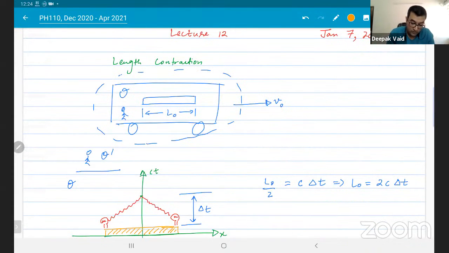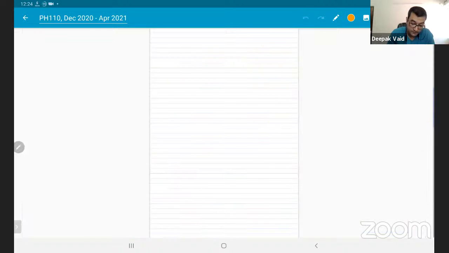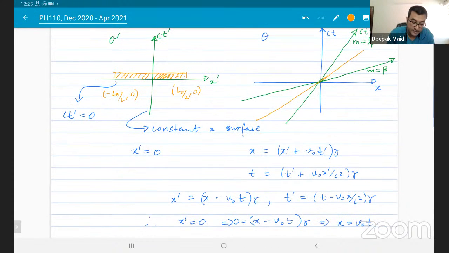Okay. Now we want to talk about this length measurement. And how did we do this length measurement? We did this length measurement by placing this rod on the constant time surface, by placing this rod on this surface over here, at L0 by 2 comma 0 and minus L0 by 2 comma 0, right? So these two ends of the rod, now I can ask, how does this rod look as seen by O?